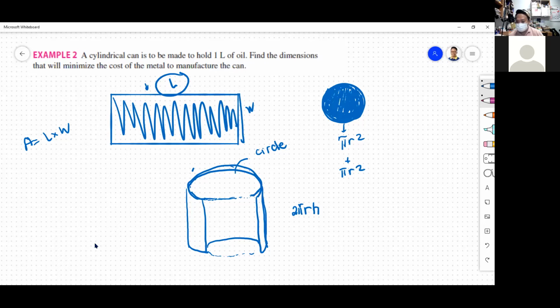Nagets lang ka, 2 pi r times h? Okay, di ba? Ang 2 pi r becomes the circumference of the can. Ang kani siya becomes the height. So that's technically the width before. So mao ng 2 pi r h.